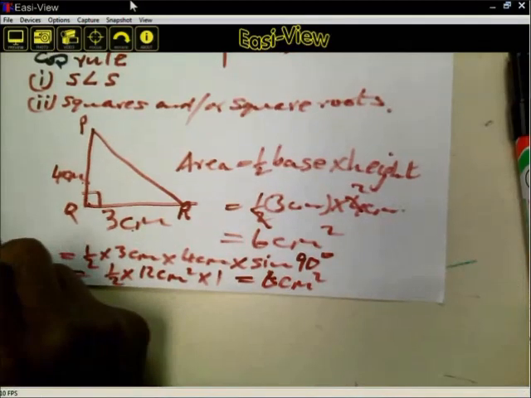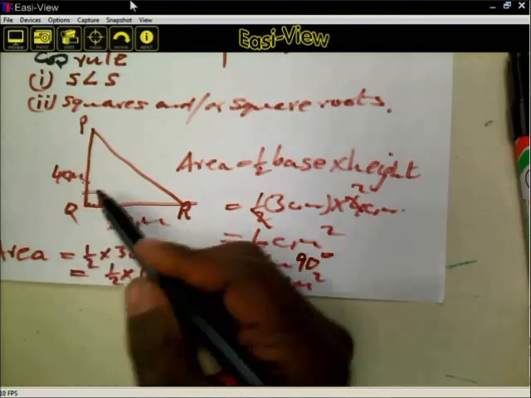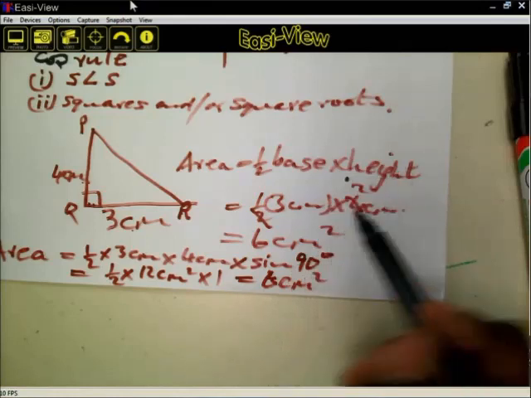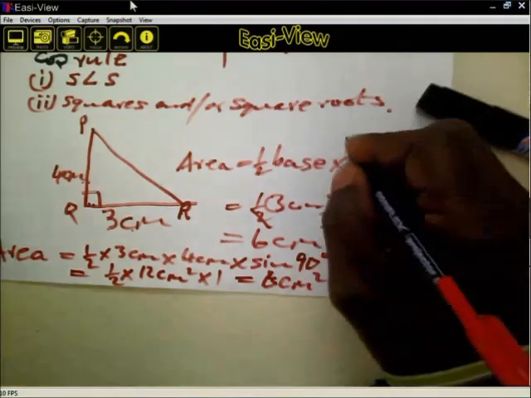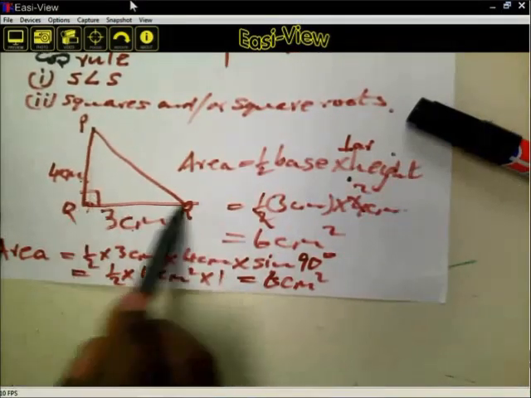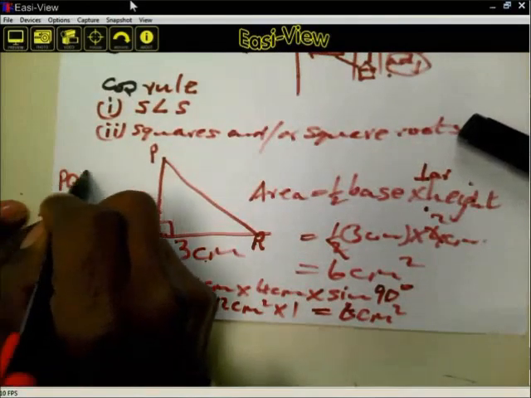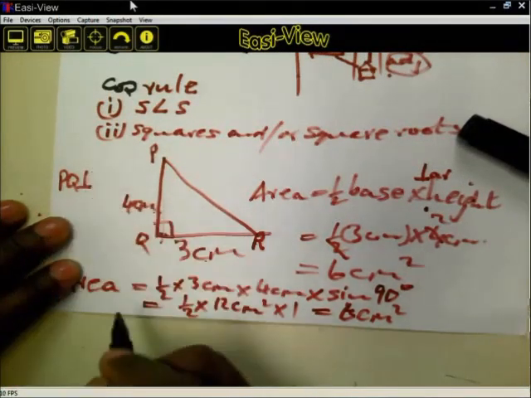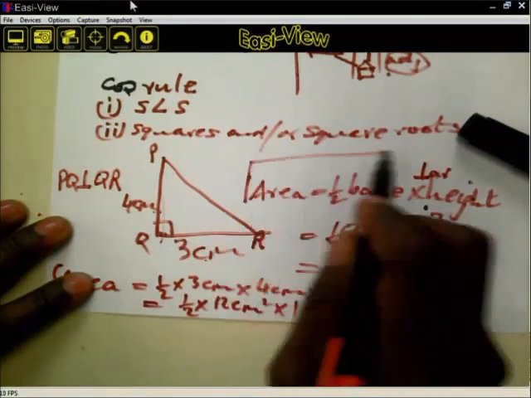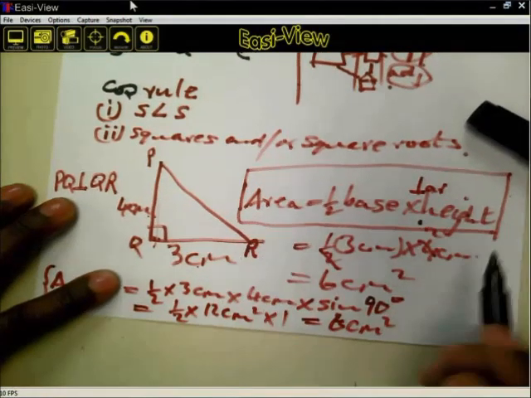It is unnecessary to use this one when the triangle is right angled. But suppose this was 60, then you don't have a choice, because you can't use half base times height. Perpendicular height necessarily means that this and that must be perpendicular to each other. In other words, PQ must be perpendicular to QR in order for you to use the area of a triangle in the form half base times height.